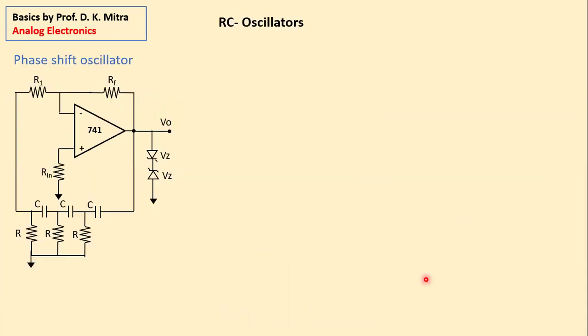Next, we shall study a few types of oscillators. Now, basically, there are a few classes of oscillators. The class of oscillator that we study first is RC oscillators, where the feedback circuit is comprised of resistors and capacitors. And among RC oscillators, the common one is the phase shift oscillator, right?